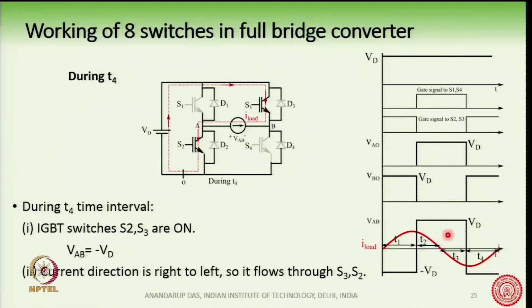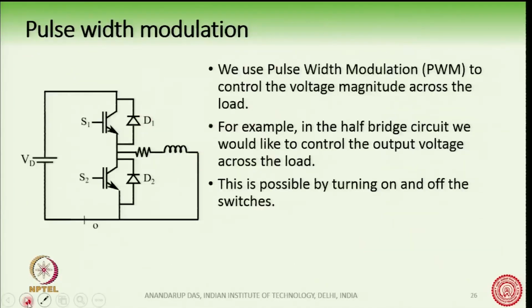If you see here in, for example, the full bridge, the voltage magnitude across the load is always fluctuating between minus VD and plus VD, and we cannot control the output voltage magnitude. So, by introducing notches in this voltage waveform, which we will do using pulse width modulation, we will be able to control the output voltage magnitude. So, let us see how we can do it.